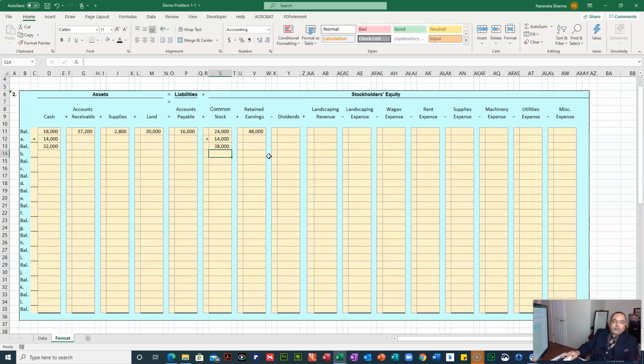Only these two accounts will be impacted. So these are your new balances: 32,000 for cash and 37,200 for accounts receivable. For the others, I'll just bring them down as such. So this is 2,800 for supplies, 30,000 for land, 16,000 for accounts payable, and retained earnings is 48,000. So we are taken care of A.